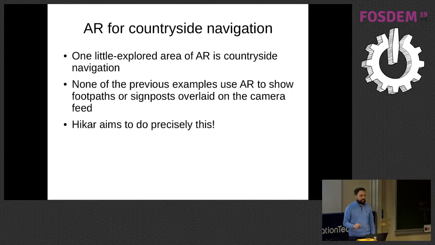So it would be nice to actually have an augmented reality app where basically the course of the footpath, the route of the footpath, is overlaid on the camera feed of the phone. And furthermore, it would be even nicer if we could have virtual signposts. So where there are no real signposts, we can instead have a virtual signpost showing you the direction and the distance to nearby points of interest, whether that be hills, mountains, pubs, towns, railway stations, or whatever. And my project Hikar is aiming to do precisely this.